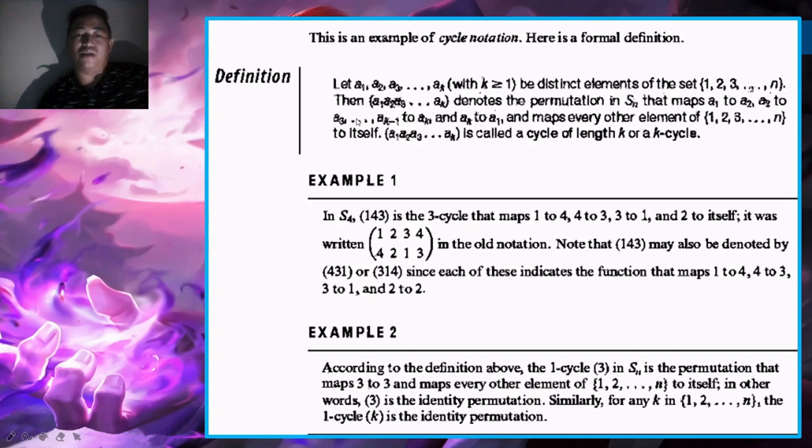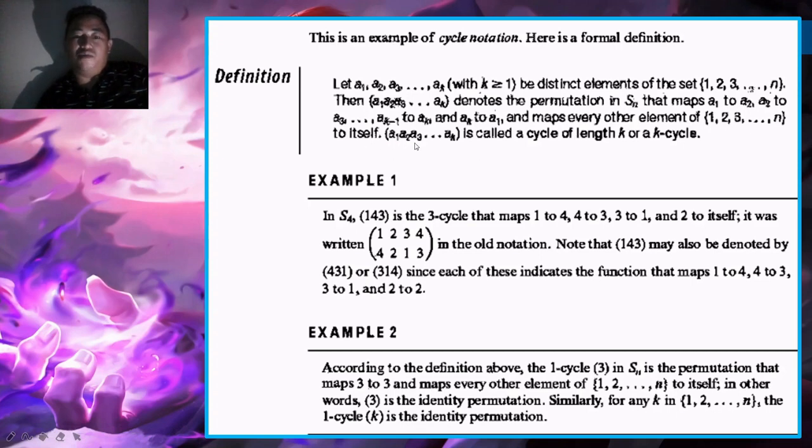And A2 maps to A3, and then A(K-1) maps to AK, and then AK maps back to A1, the first element. And it maps every other element from 1 to N to itself.